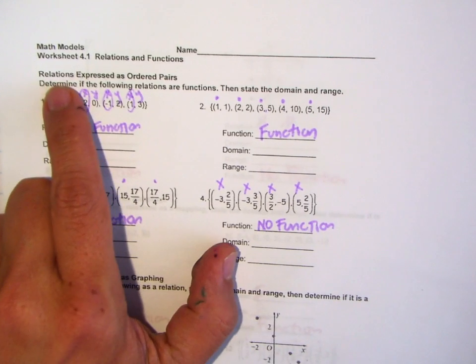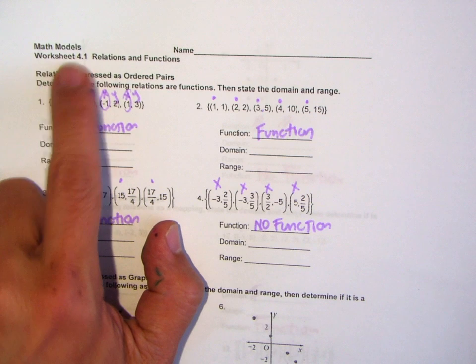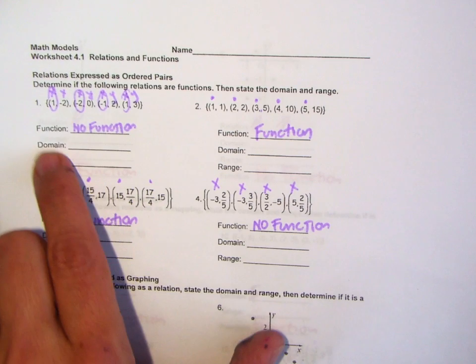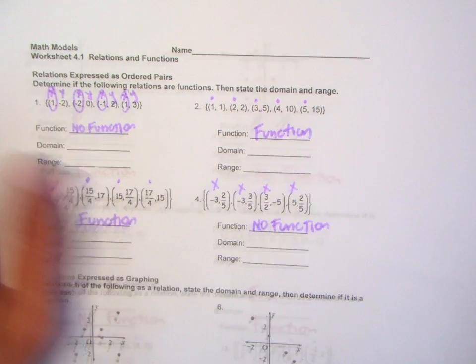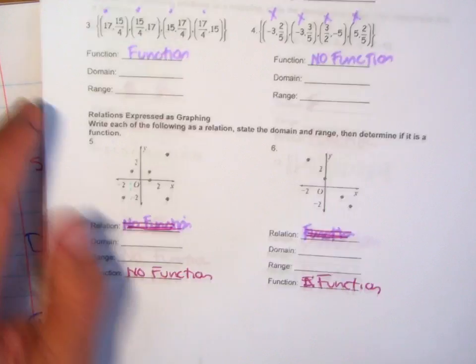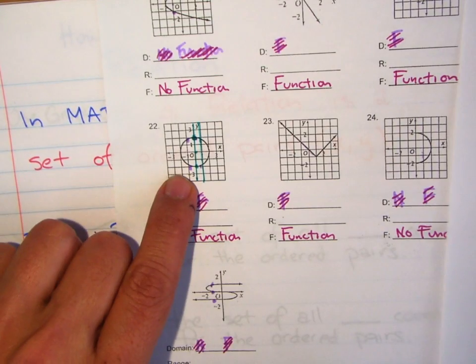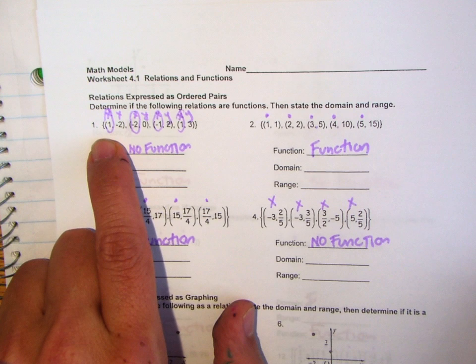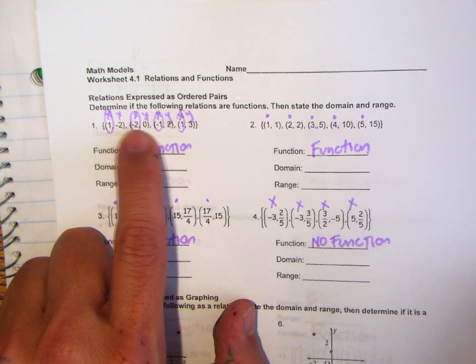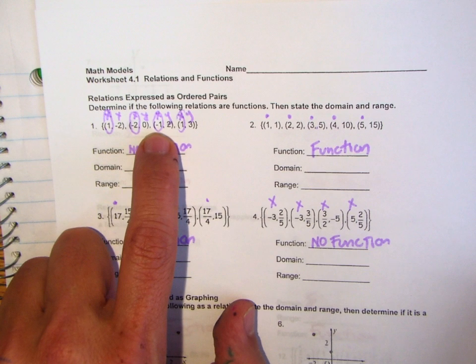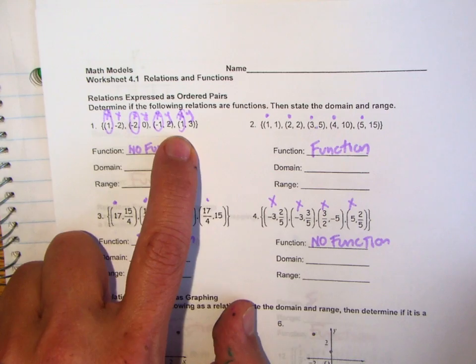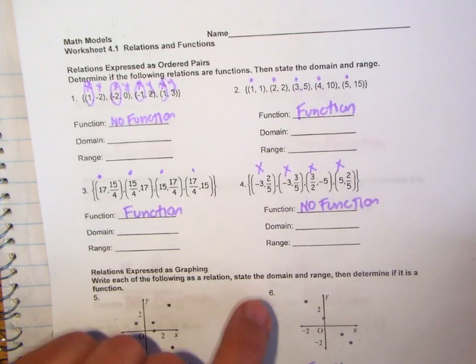All right, so as you guys know, last week we worked on Math Models Worksheet 4.1, Relations and Functions. All I asked you to do is determine whether the coordinates, the dots, and the graphs are functions. Remember, in order to determine a function, you look at the x coordinate, not the y, the x, and it only has to occur once. If it's a repeat, then it's not a function. Like the first one, 1 and 1 is a repeat, so it's not a function.